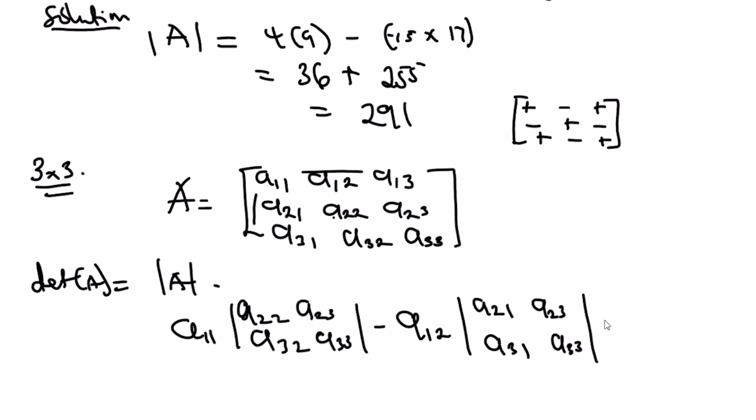Then the next one plus. So look at the order. The next one will be A13. Then you cancel row and column. What is left is A21, A22, A31, and A32. Yes, that's how it is done.